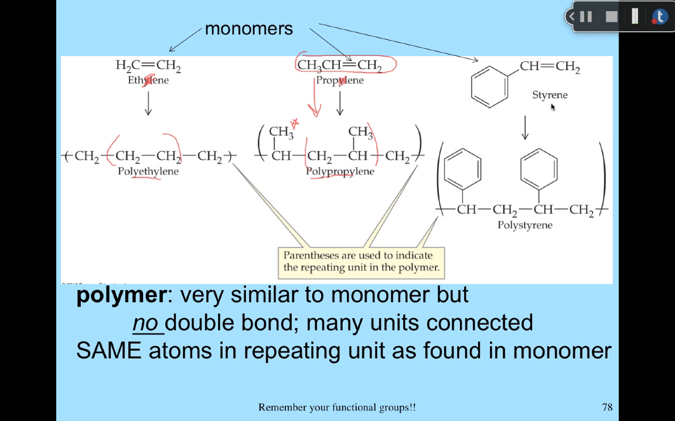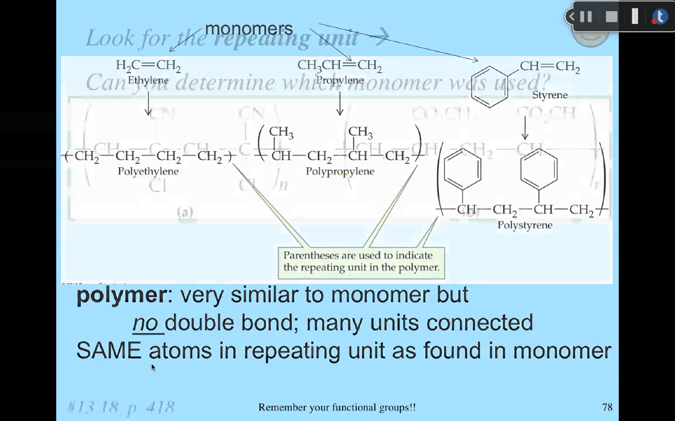Styrene's another one. It's used to make styrofoam. The double bond breaking between those two carbons results in a backbone of alkane-like carbons with every other carbon attached to a benzene ring, as was shown from the styrene. So the simplest repeating fraction of this polymer looks just like your monomer, except that it no longer has the double bond. Lots of units are connected. The same atoms show up in the repeating unit as are found in the monomer.